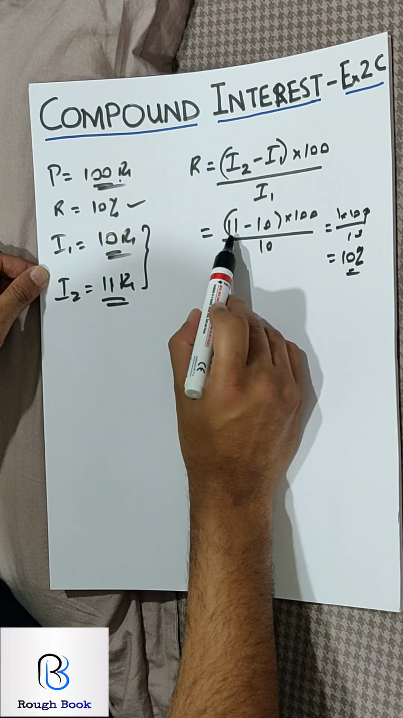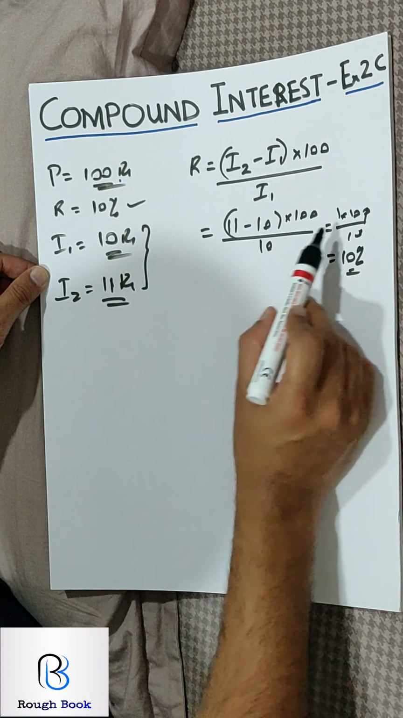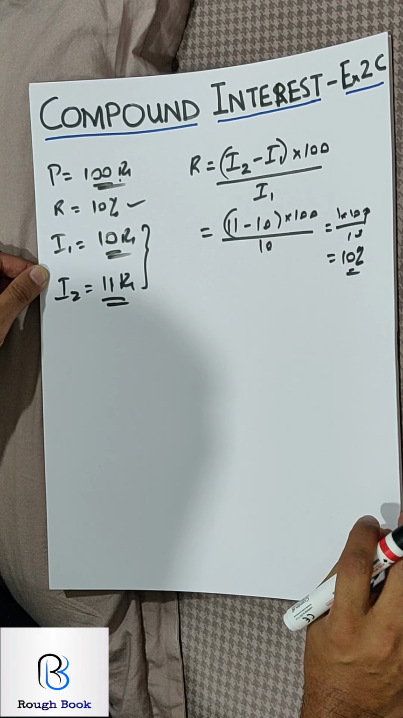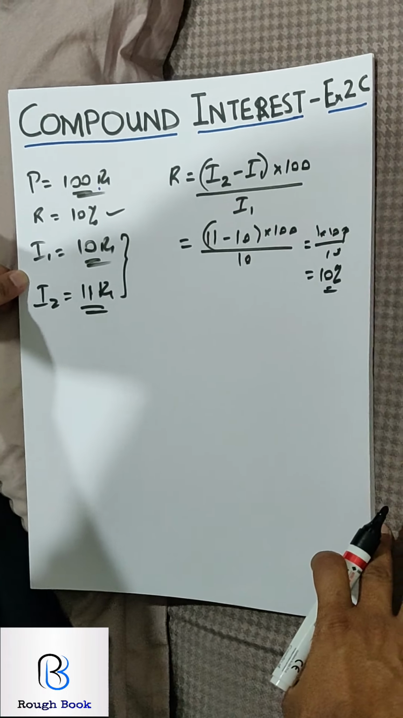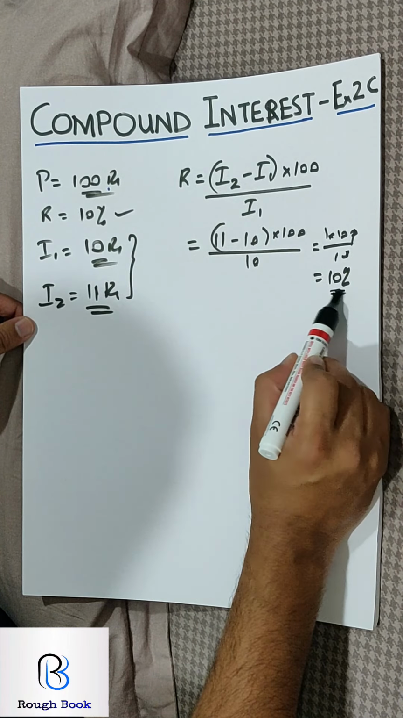What I have done is, I am trying to calculate the interest on interest. So 11 minus 10 is 1 rupee on interest, which I taught you in the first video of compound interest. Compound interest is the interest on interest. So that logic we are trying to use, and we are trying to calculate the rate.